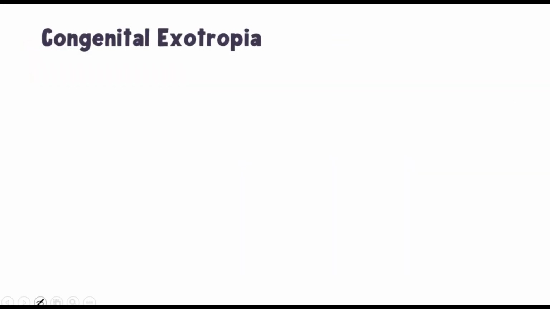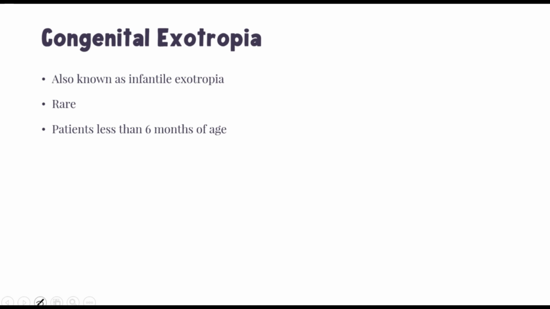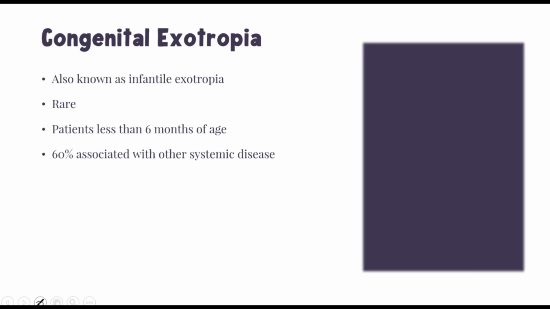Alright. So, why is the onset so important? At this point, let us talk about congenital exotropia. Congenital exotropia is also known as infantile exotropia. It's a rare variety of exodeviation and it is said to be congenital whenever it is present before 6 months of age. Okay, and 60% of the congenital or infantile exotropia are associated with other systemic conditions.